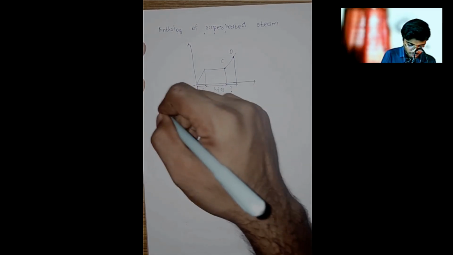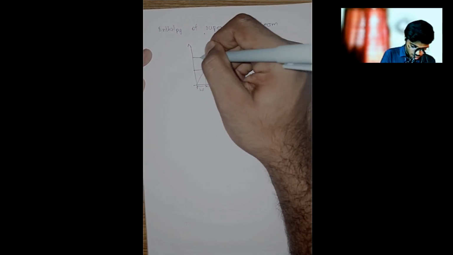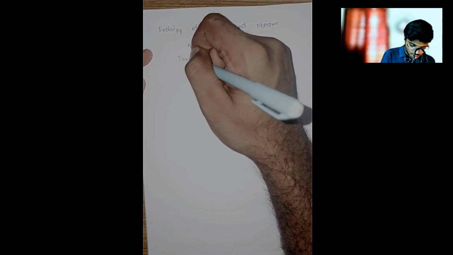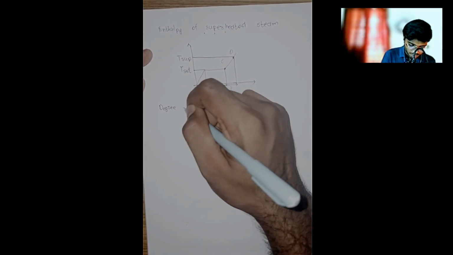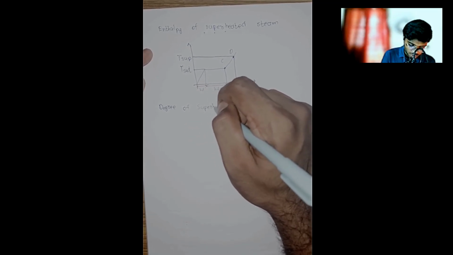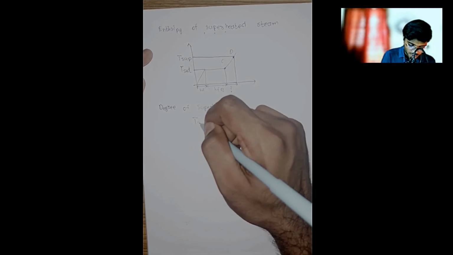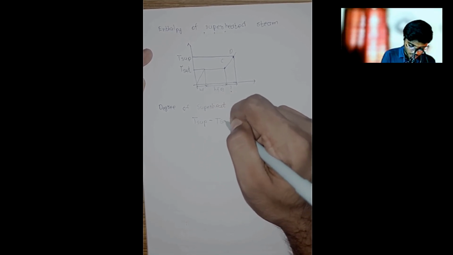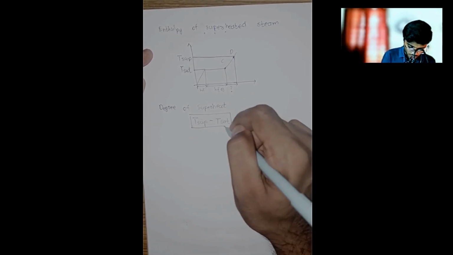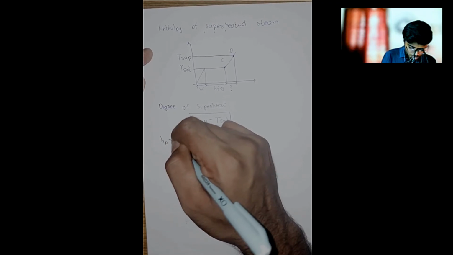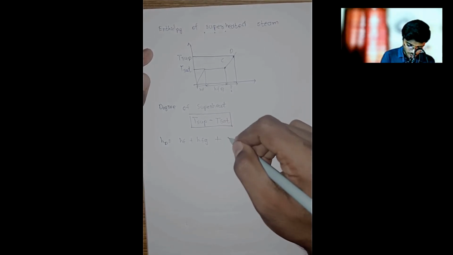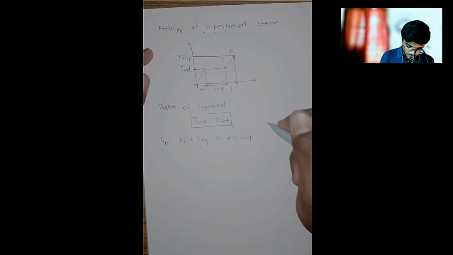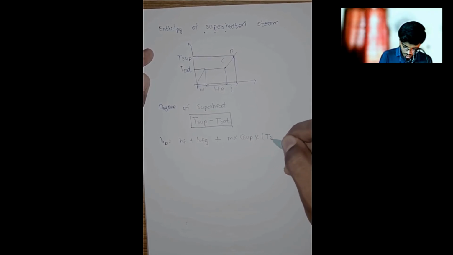Okay, before that I would like to discuss the degree of superheat. Now as we know, this is superheated temperature and this is saturation temperature, and degree of superheat is nothing but the temperature difference between superheated temperature and saturation temperature. Okay, now enthalpy at point D is equal to HF plus HFG plus mass into specific heat at superheated temperature multiplied by the difference between superheated temperature and saturation temperature.